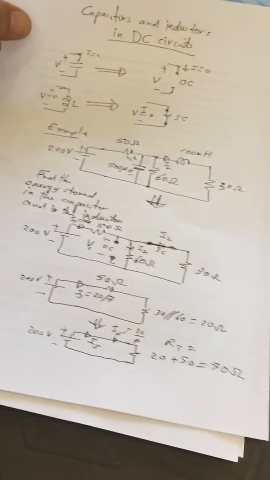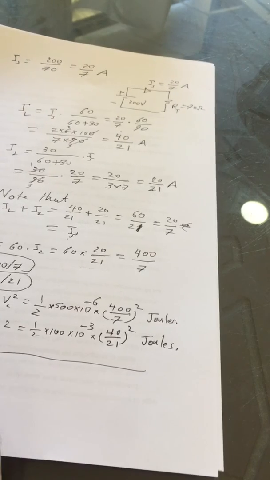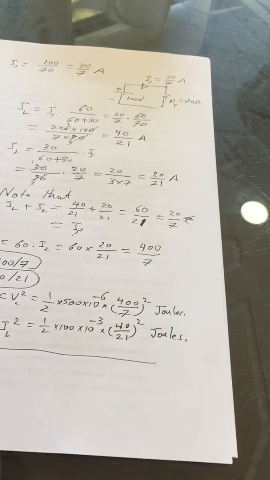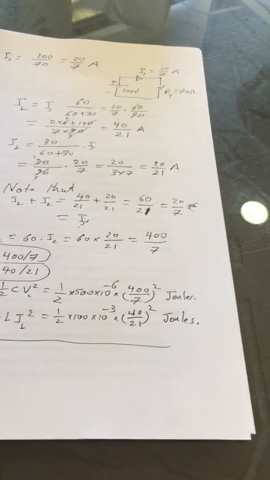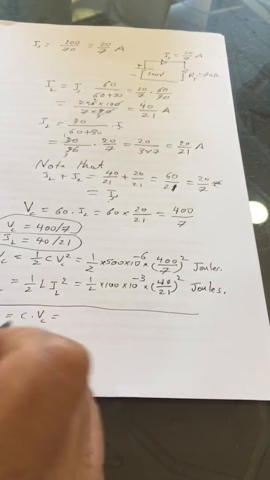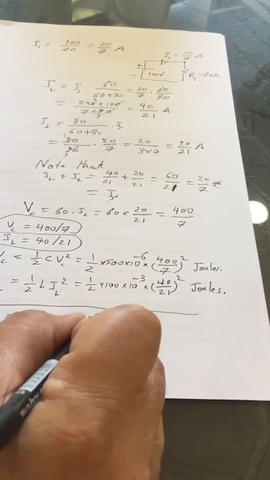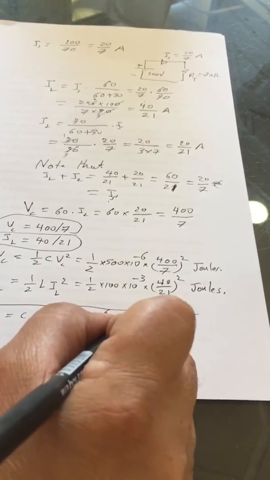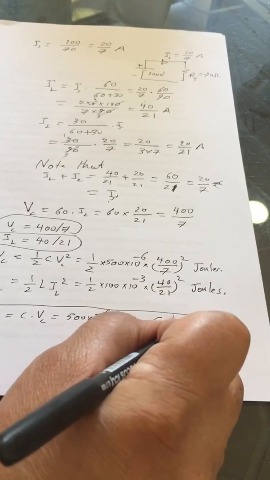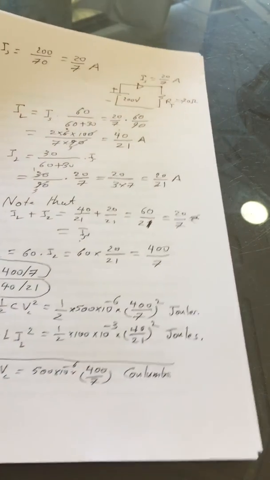Once we do that, then everything is just mechanical. So here we found VC, we found IL, and we can calculate, if we want, the charge QC, which is equal to C times VC. C is equal to 500 microfarad, times 10 to the minus 6, times VC, which is 400 divided by 7. It will give you a charge in coulombs. Okay? So that would be the charge in coulombs.